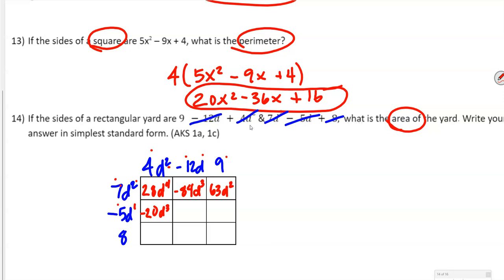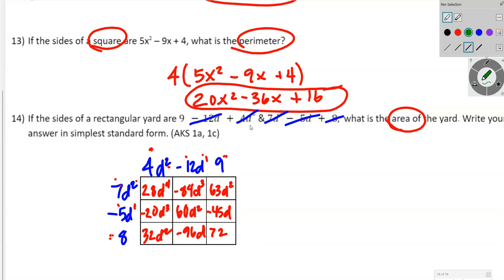Negative 12 times negative 5, that's going to be positive 60, right? And we got our 1 plus our 1, right? So that's going to be d squared. 9 times negative 5 is negative 45, and that's just d. Okay, here we're doing 4 times 8, that's 32d squared, right? Negative 12 times 8 is negative 96, right? You guys can do these in the calculator, right? If you don't remember. And 9 times 8 is 72, right? Okay, so now again, we're going to be looking for our like terms in our diagonals, yes?